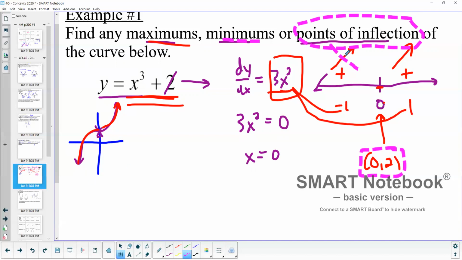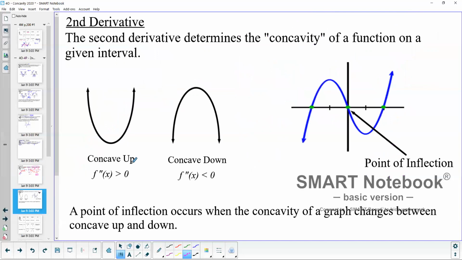And so I want to expand on what that actually means to be a point of inflection. And this is really the core idea behind the second derivative. What the second derivative actually finds for you is something called concavity. And we briefly discussed this in class before we left last week. And that was, what does it actually mean to be concave up or concave down? I want you to think of concave up as just the behavior of a parabola that opens up.